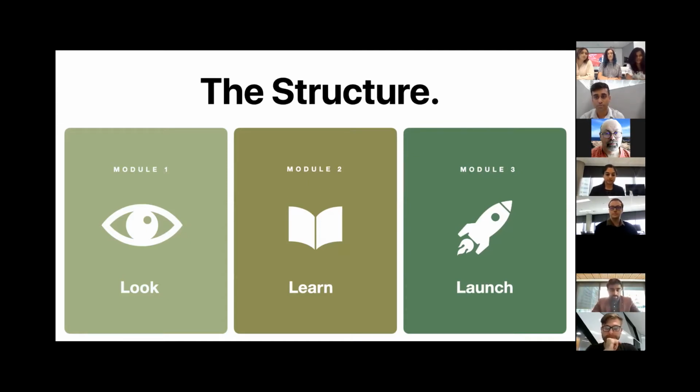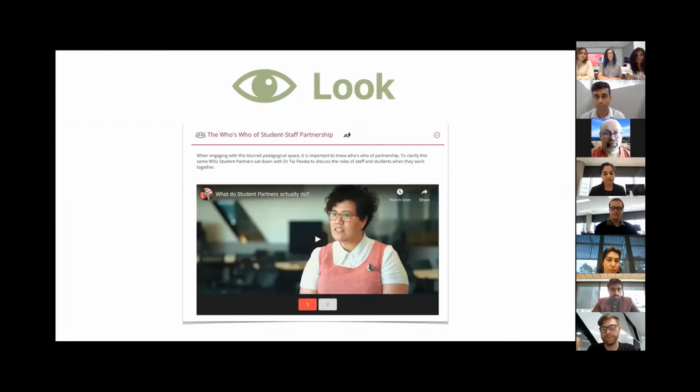So if you talk about the Look module, this begins the journey into considering student-staff partnership, what it is, and about its history. So here we would discuss the role of students and the staff. In addition, this module will also present a few examples from our own context at Western Sydney University. So at the end of the module, we would encourage you all to reflect on your own partnership practices based on your contexts.